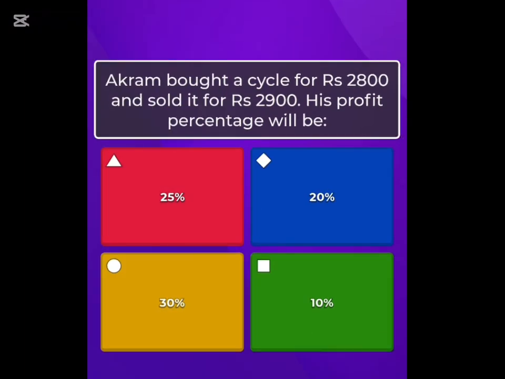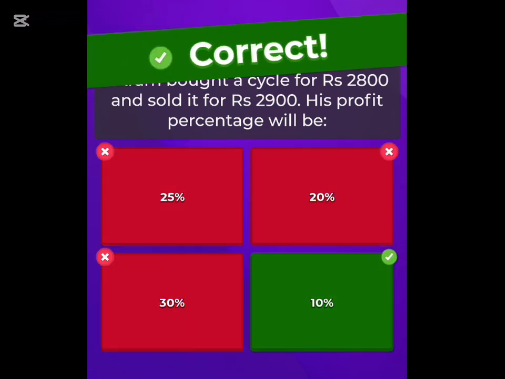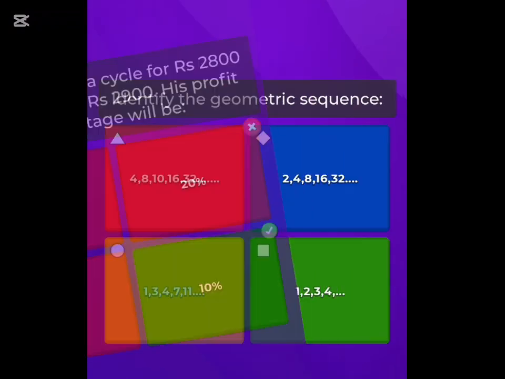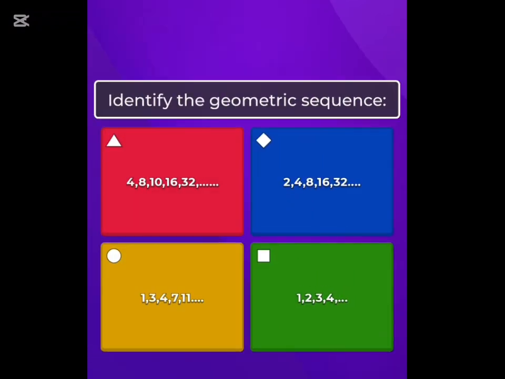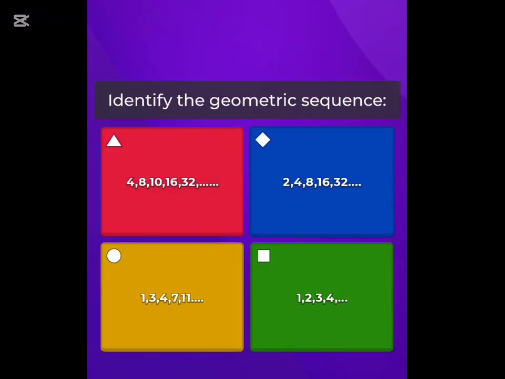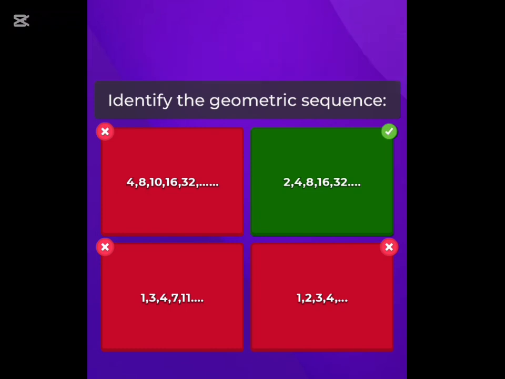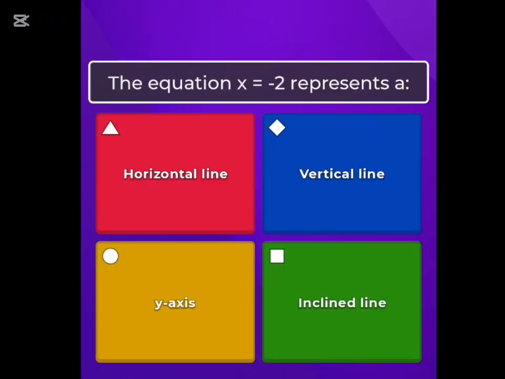Akram bought a cycle for 2,800 rupees and sold it for 2,900 rupees. His profit percentage will be. Identify the geometric sequence. The equation x equals 2 represents A.